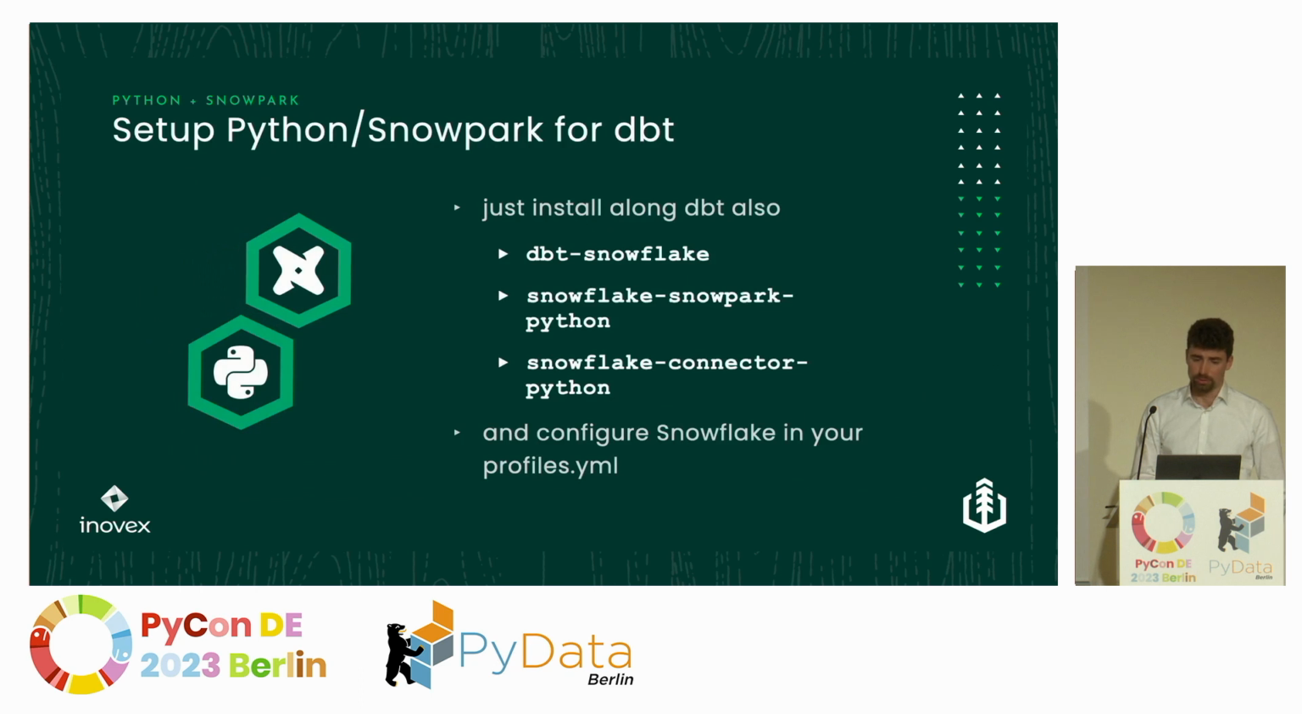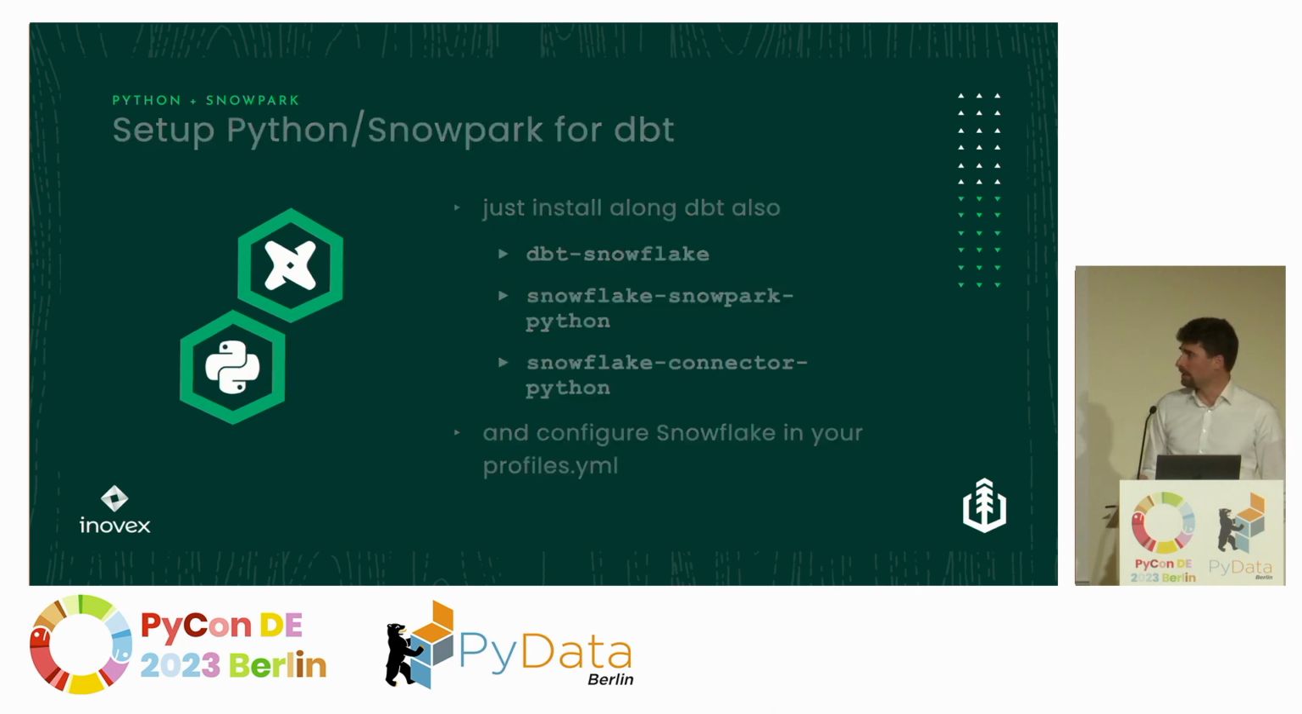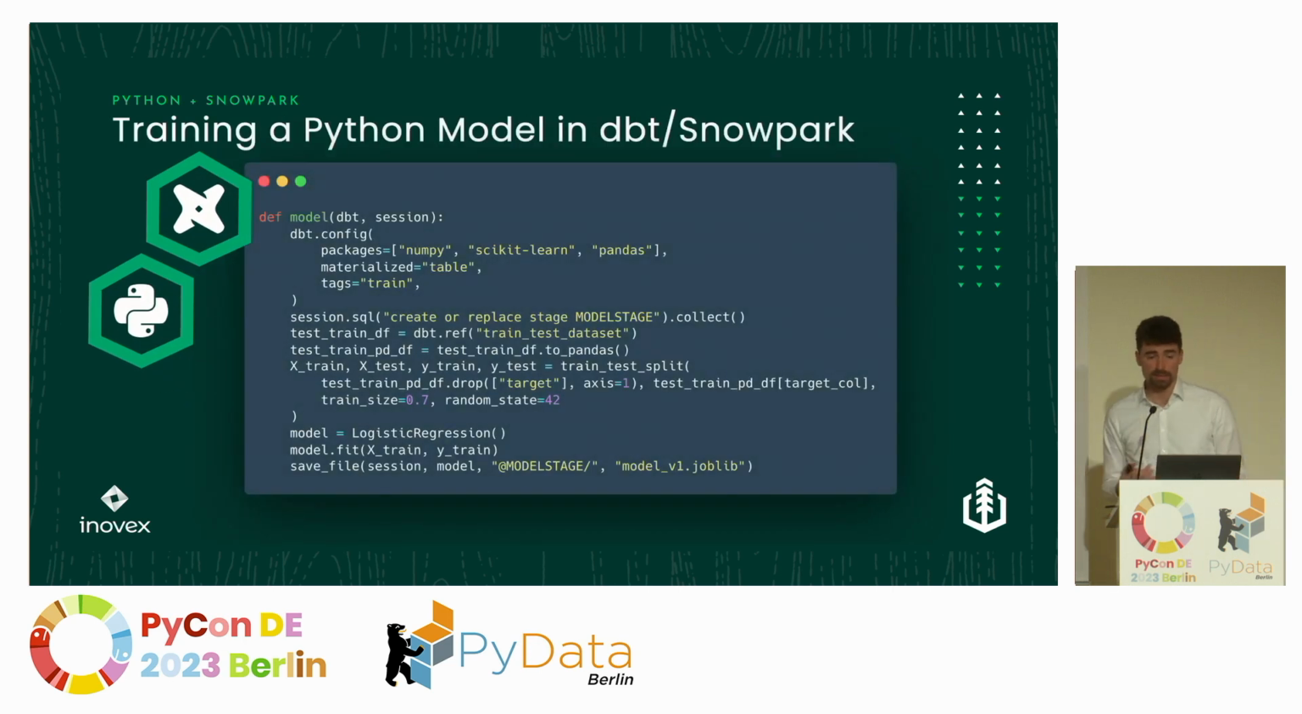Now going to dbt. To install dbt together with Snowflake, again, all you need are a few additional extensions, like for Snowflake, Snowpark, that is the data frame API that is like PySpark. Then we have the Snowflake connector, and then you configure everything in the profiles YAML. So I'm now going to skip the whole SQL part, because this is PyCon, right? So you want to see some Python code.